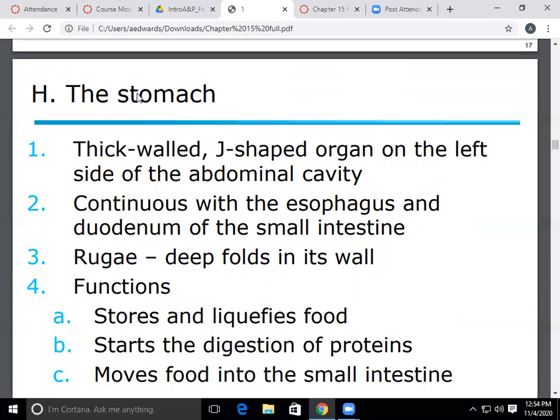The function of the stomach: it stores some food temporarily and liquefies it. You get digestion of proteins in the stomach. That's where that starts. And also, it's going to move food into your small intestine.